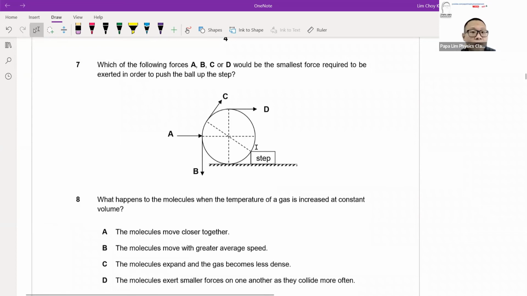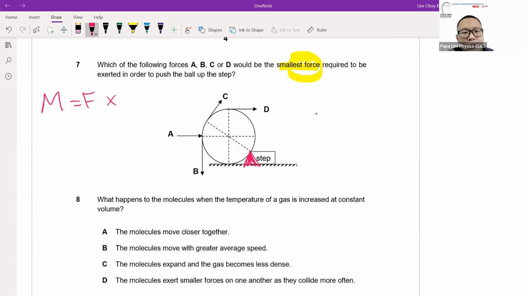Now, question 7. Question 7 is a good question. For question 7, the question requires you to apply the smallest force to push over the step. The pivot is at the step here. So this is where the pivot is. If you look at the pivot and the forces, it brings us to one topic known as moment, force times perpendicular distance.